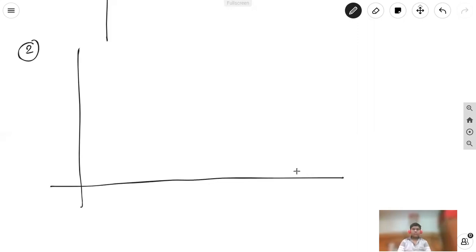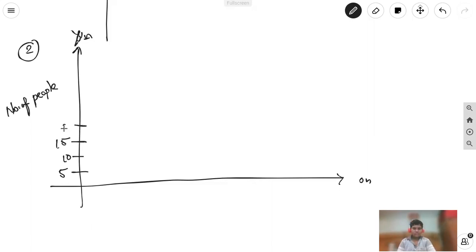Favorite food items can be taken on the x-axis, and the number of people on the y-axis. Here we can observe the problem: 40 is the maximum number. So we can take 5, 10, 15, 20, 25, 30, 35, 40.